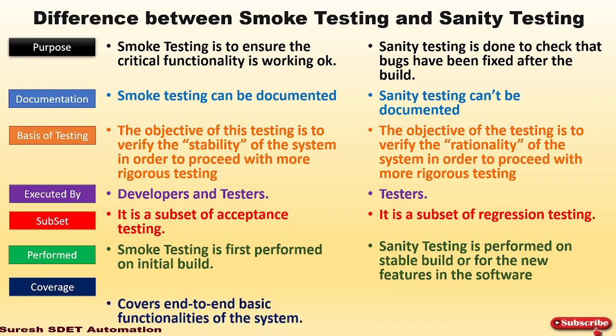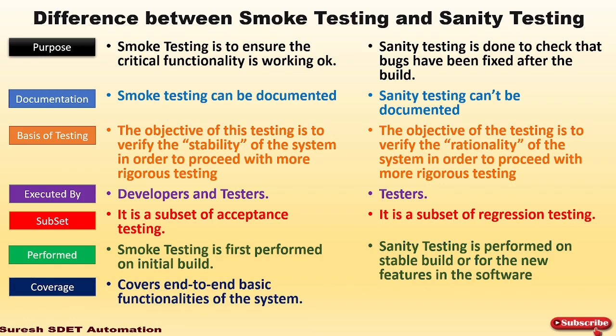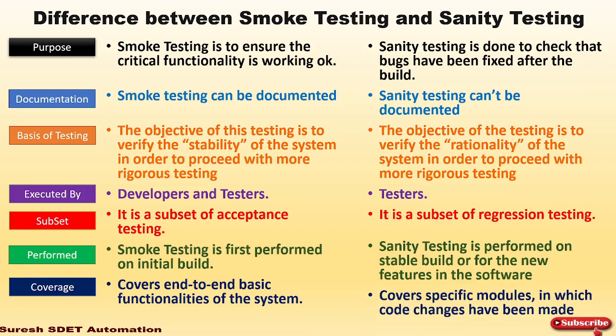And coverage: smoke testing covers most of the functionality end to end, mostly considering positive and valid test cases. Negative and invalid test cases are part of regression, so we mostly cover end-to-end basis with the positive flows. And sanity testing covers a specific module in which the code changes have been made. So it is specific to the module, whereas smoke testing is on an end-to-end basis.